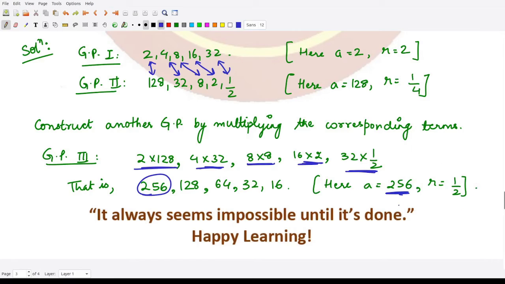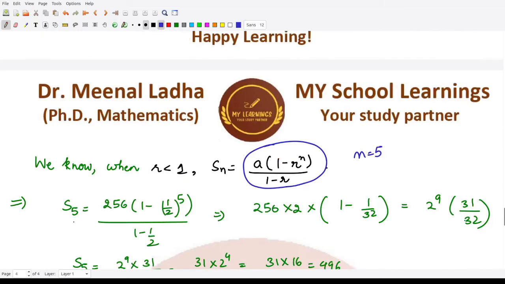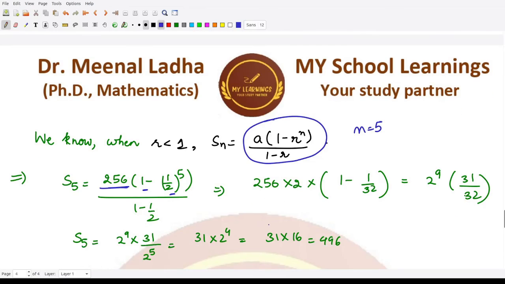So now we can very easily calculate the sum here. We know because the common ratio is less than 1, we will use this particular formula to solve the sum. The value of n is 5. In total we have 5 terms. So therefore S5 would be a into 1 minus r raised to power 5 divided by 1 minus r. So simplifying this, we have 496 as the answer.